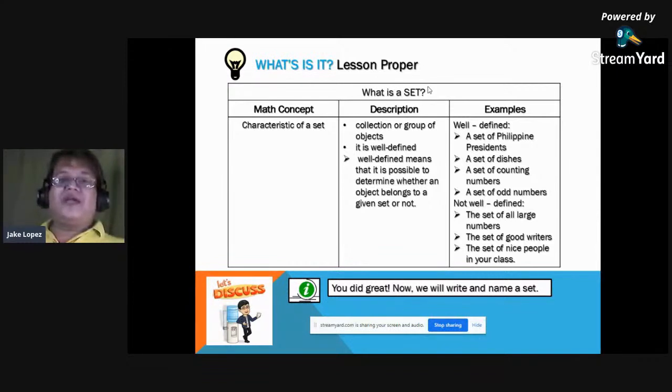So, kumbaga, ang not well-defined set is yung hindi tayo sure kung sino yung tinutukoy niya. Okay? So, for example, the set of nice people in your class. Hindi natin ma-identify sino ba ang mga nice people sa class nyo. Okay? So, yun ang example ng not well-defined set. So, you did great. If you understand, we will write and name a set.